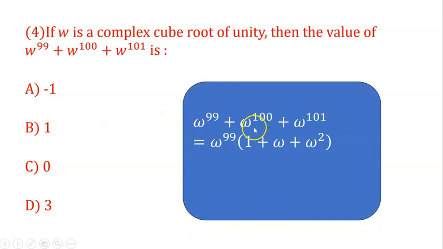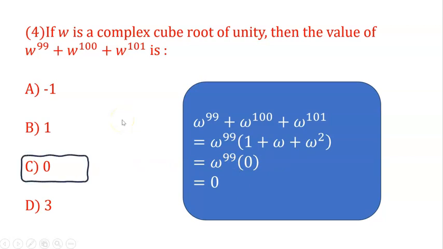Omega raised to 99 plus omega raised to 100 plus omega raised to 101. Take omega raised to 99 as common. Then in the bracket you will get here 1 plus omega plus omega square. But what is the value of 1 plus omega plus omega square? Its value is 0. Therefore 0 into omega raised to 99 is overall 0. And hence option C is correct here. Now next.